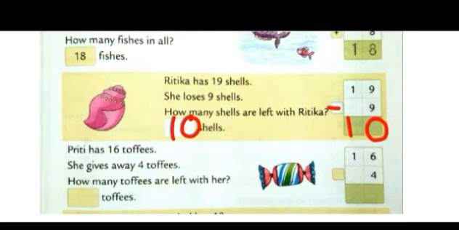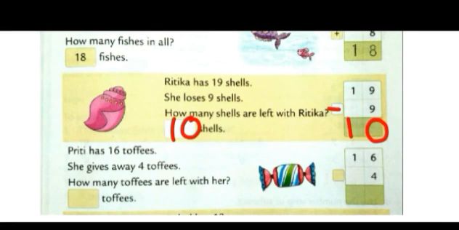See the next one. Preeti has 16 toffees. She gives away 4 toffees. How many toffees are left with her? Again, they are asking how many are left. That means we have to subtract. So, first we will start with the ones column. 6 minus 4 is how much? When we count on the fingertips, we will get 2. And now in the tens, only 1 is there, nothing else to subtract. That 1 will come down. That means 12 toffees are left with her.